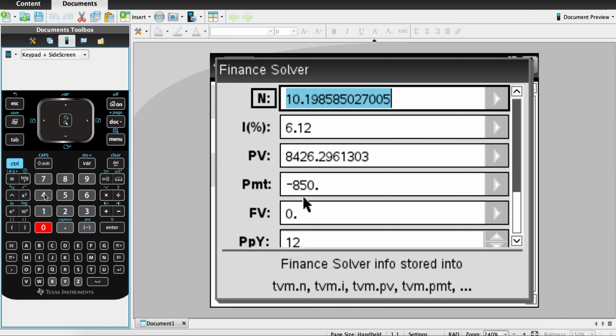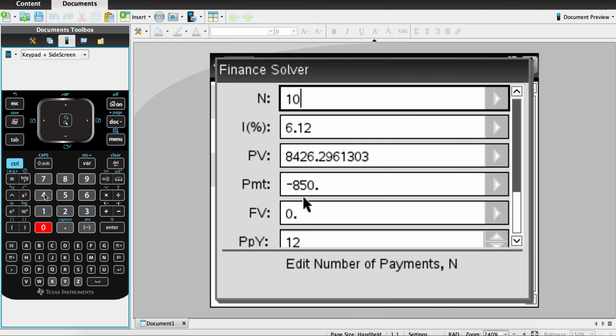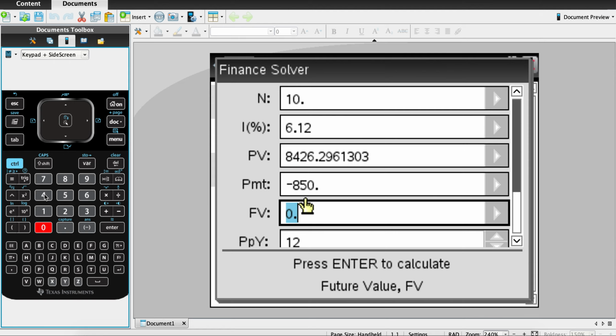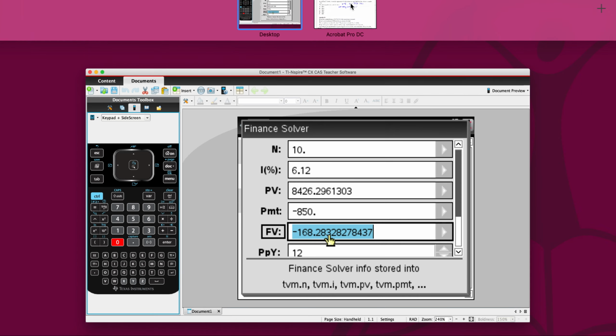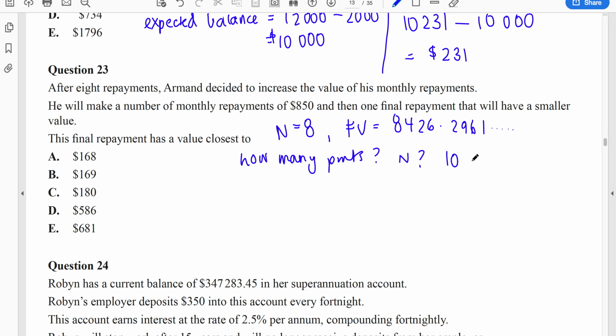So what I'll do now, going into this final payment, which is just after the 10th, is change this to 10. Let's have a look at how much is remaining when n is 10. After those 10 payments, he's got 168.283 left. Okay, just go back here for a sec. When n is 10, future value was 168.283... Now, the thing is, some students will get to this point and they'll circle A.